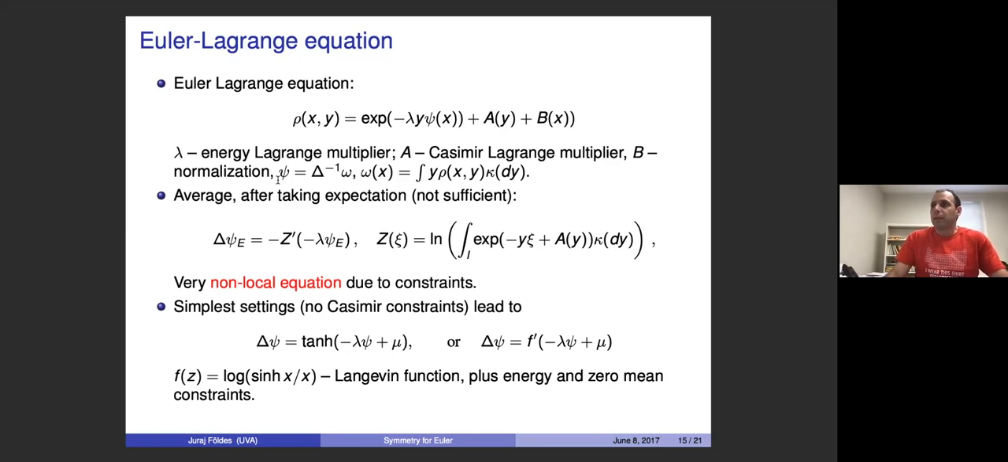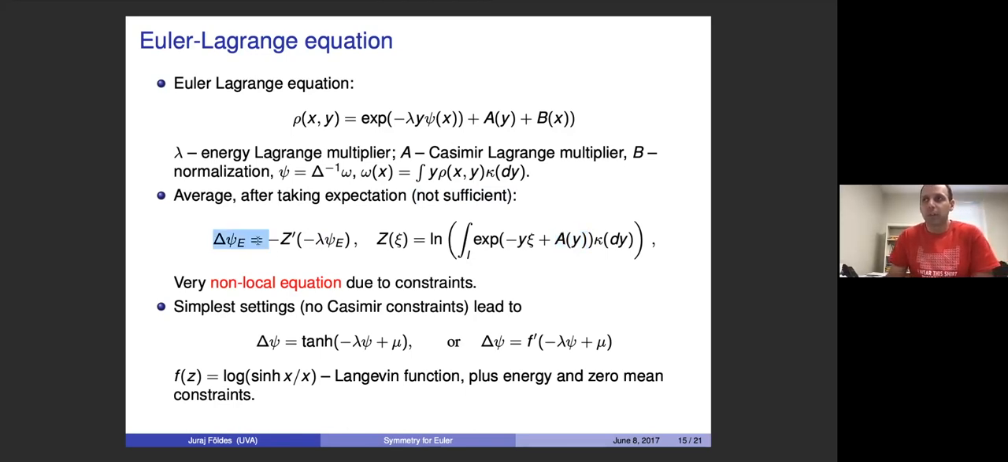All right, and if we take the average, so we take the expectation, we saw that this is actually not sufficient to get all the information. Then we can formulate the equation for the stream function. That really tells us that the stream function should satisfy this equation: Laplace of psi of E is equal to minus Z prime, where Z is a partition function, which is the logarithm of this expression. Now notice in particular that there is this Lagrange multiplier A of Y, and it needs to be determined from the constraints.